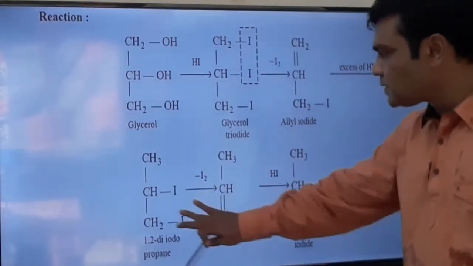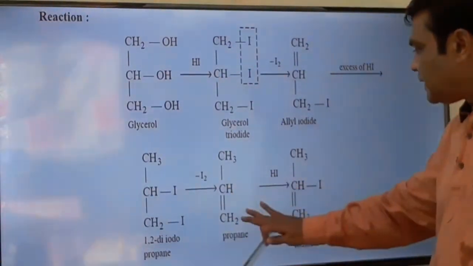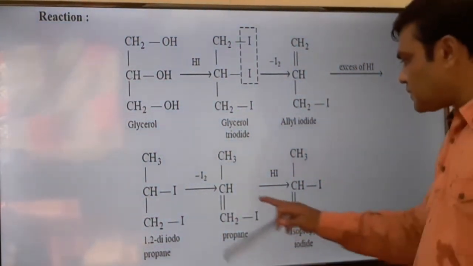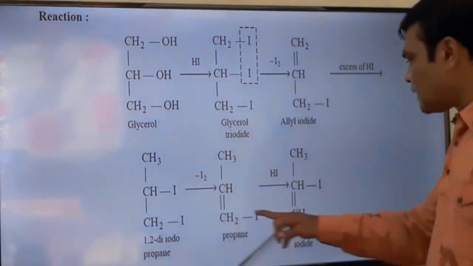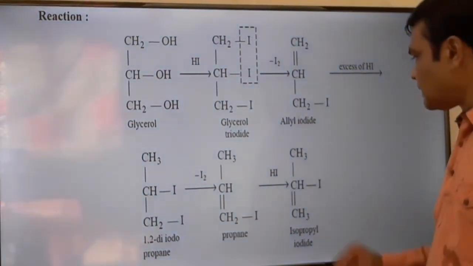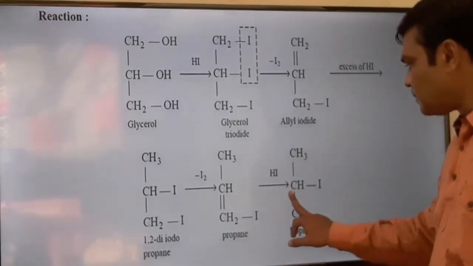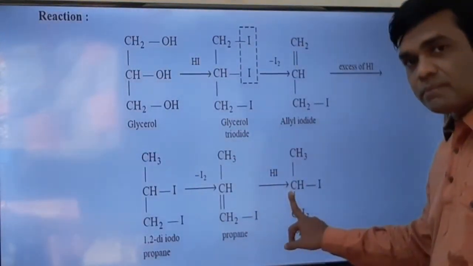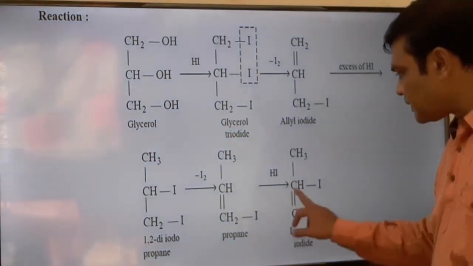So by the removal of this iodine, what do we get? Propene. Again addition of HI. As per Markovnikov's rule, H goes to the carbon which possesses less number of hydrogen and iodine goes to the other carbon, and we get this one that is called isopropyl iodide. There will not be a carbon-carbon double bond now. Here there will be a single bond.